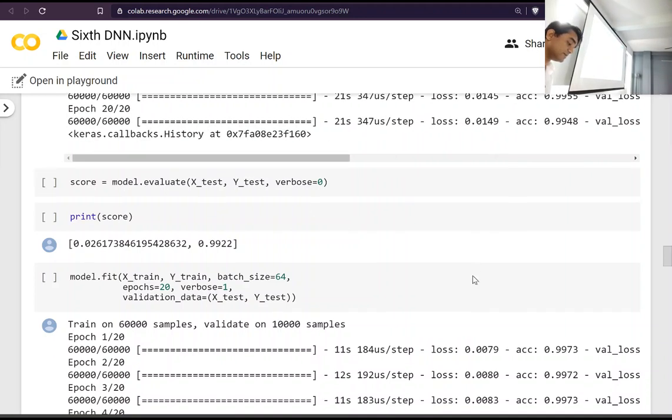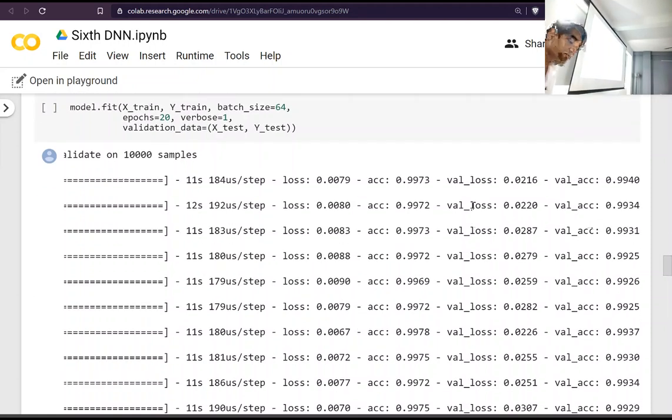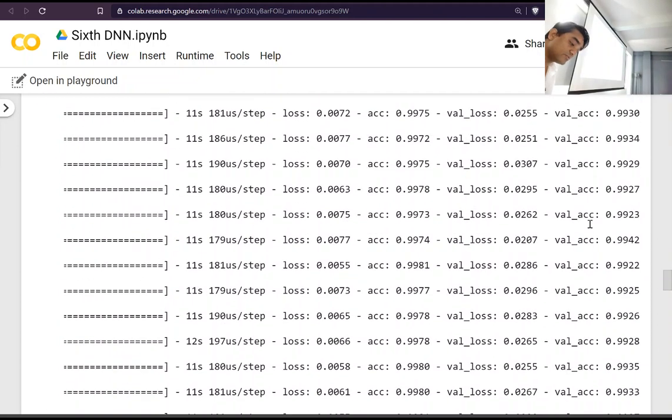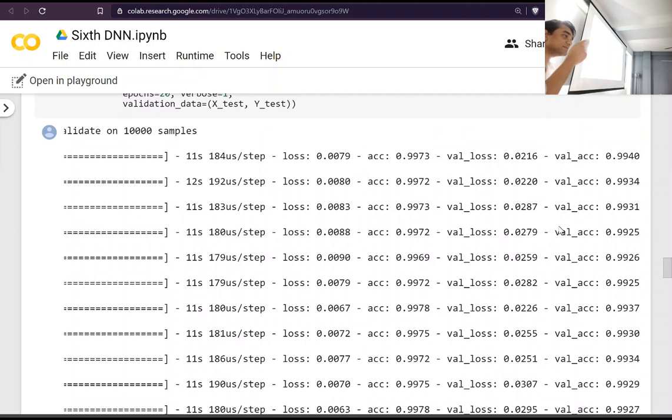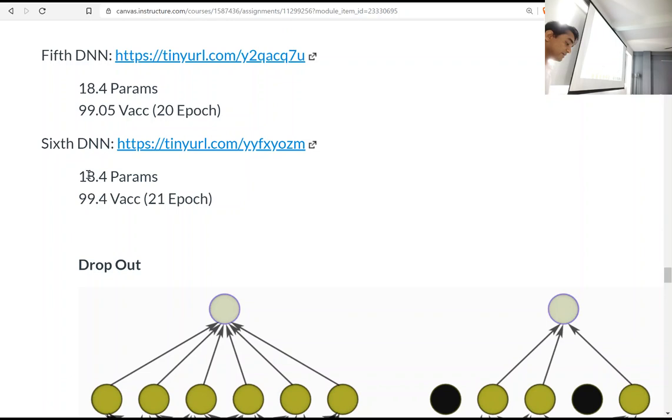But then if we run for slightly longer, at 21st epoch, we are at 99.4. And this is not a fluke, because after that we get 99.42 again. So we are there, but slightly something is off, right? At 21st epoch, we are able to reach that point. Is the part clear? Yes, no? So we are at 18,004 parameters, and we are getting a 99.4 validation accuracy.